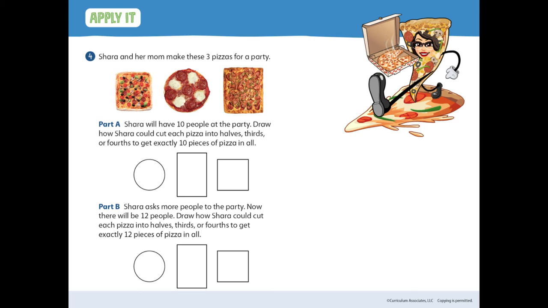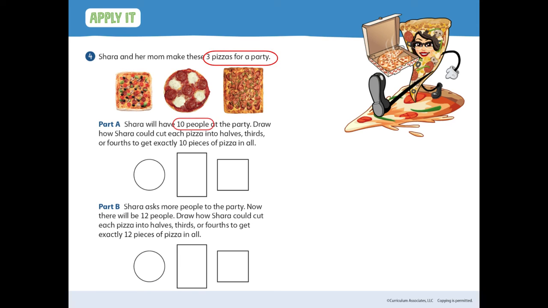Shara and her mom make 3 pizzas for a party. 1, 2, 3. So there's 2 parts. Shara will have 10 people at the party. Draw how Shara could cut each pizza in halves, thirds, or fourths to get exactly 10 pieces of pizza.